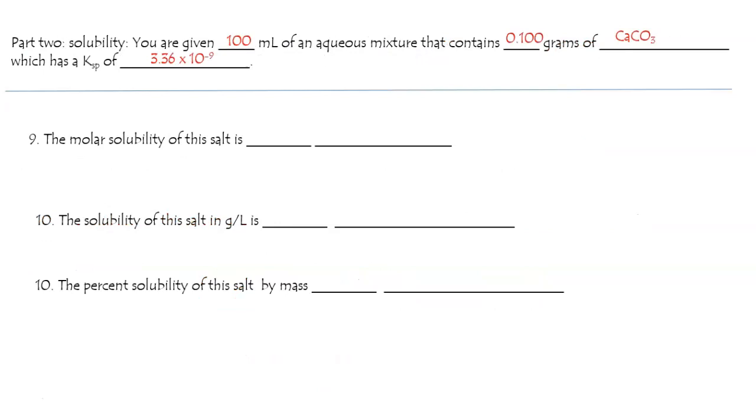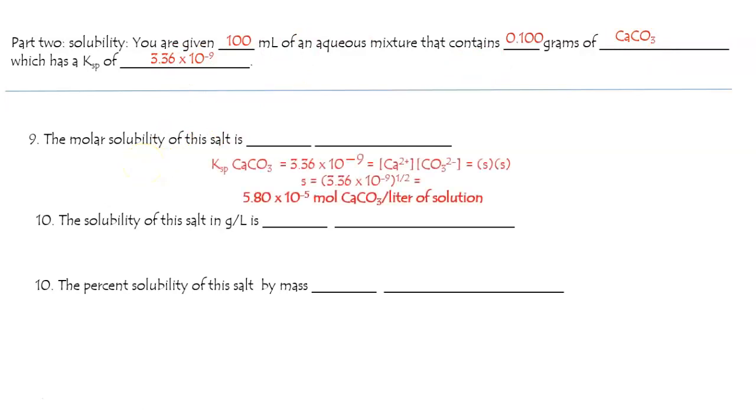Now let's ask some solubility questions. We have 100 mils of an aqueous mixture that contains 1/10 of a gram of calcium carbonate, which is barely soluble in water at all. Let's find it out in moles per liter. Well, Ksp is a funny beast. That number comes from multiplying out each ion. Since there's one of each, we can find the actual solubility from the Ksp by taking the square root, and we find that it's about 10 to the minus 5th moles per liter.